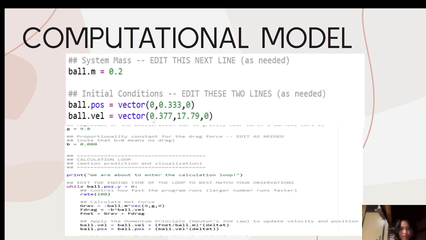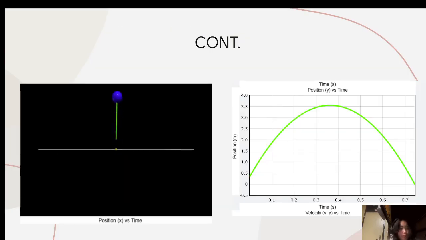I made sure to include the 0.377 and the 1.779. So in our second part, we made sure g equals gravity, and b, which would be our drag force, should be zero at this moment, first when we start. And of course, the net force is going to be gravity plus F drag, but for our first one, it's only going to be gravity considered since b is equal to zero. And then we had to update the velocity and position based on those kinematic equations used before. So this is what the computational model should look like.